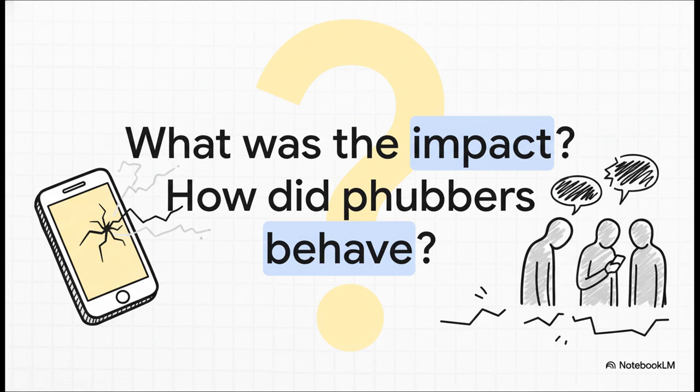This is where we move from just how often to what happens. Based on your definition of disengagement, what did you actually see? How did the group dynamics shift? Did the energy in the conversation just die? Did the whole thing fall apart? This is where the real human cost of phubbing starts to become visible.